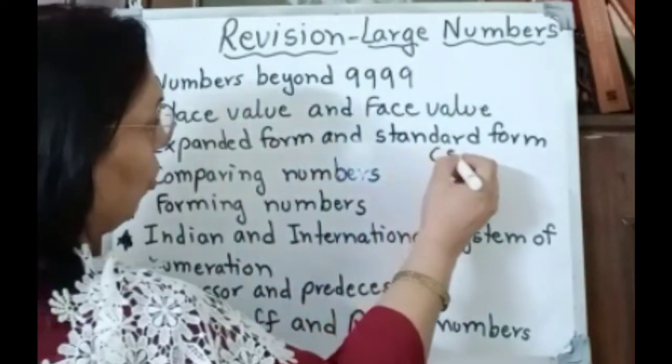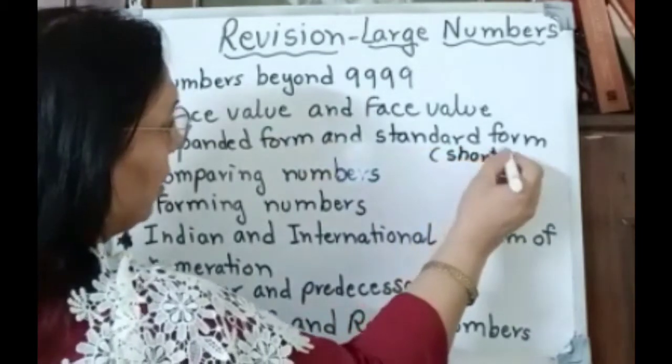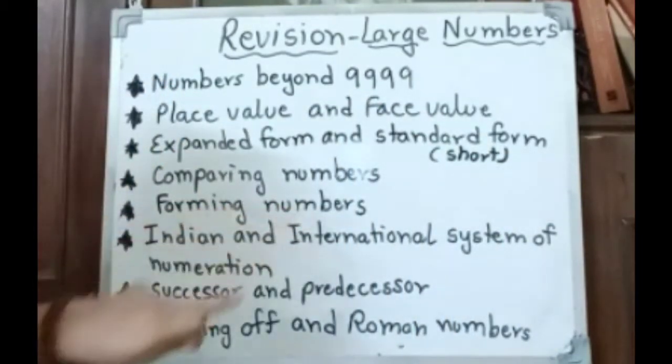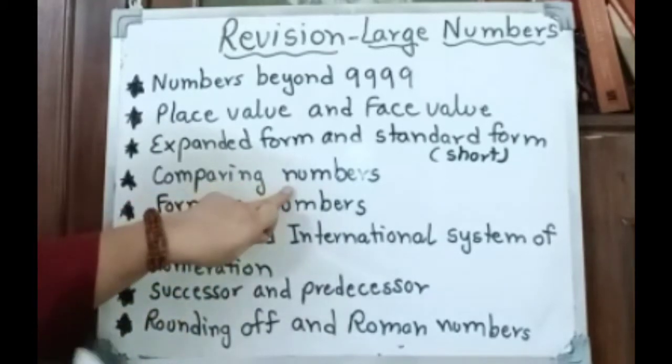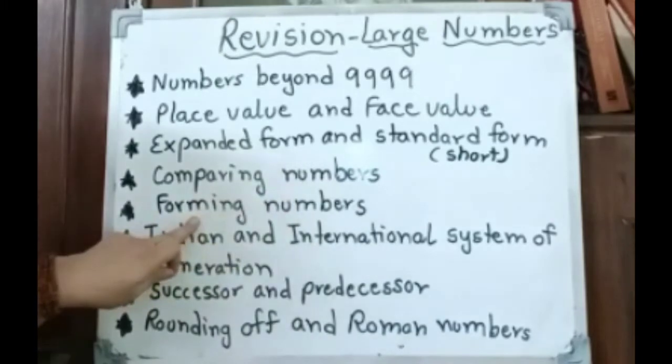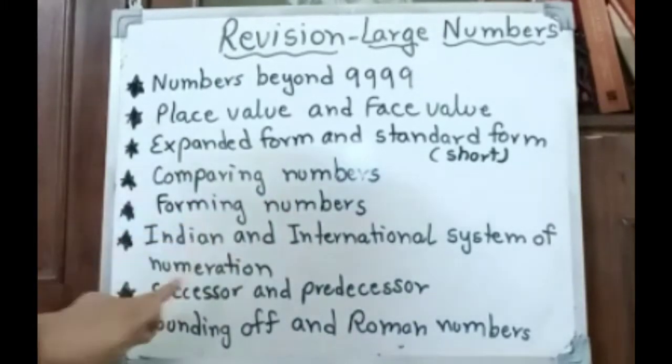Standard form means short form. You all know that. This is short form. Comparing numbers. Then we have forming numbers. We have done comparing, which means to take out the greater number or smaller number. Then we have forming numbers. Forming numbers means how to form the numbers.